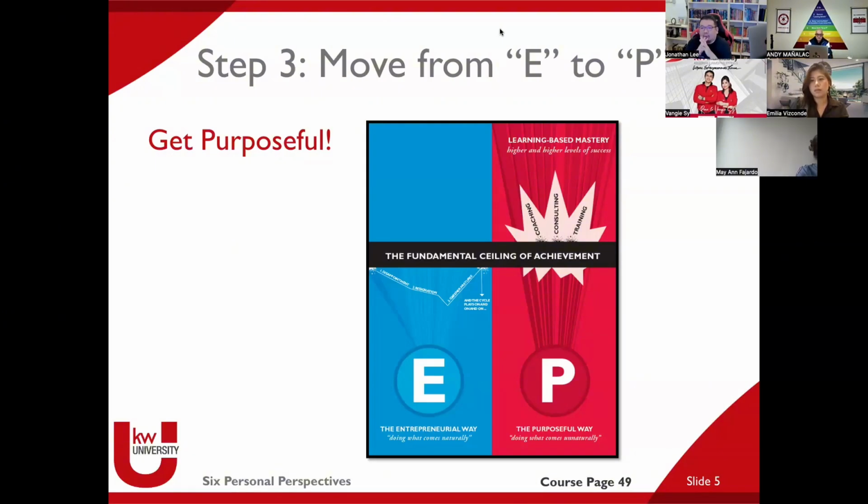Now, why Gary Keller teaches us to move from entrepreneurial to purposeful is because sometimes when we are entrepreneurial, we kind of guess a lot of things. We try to figure out a few things, and we try to test this and test that and see what happens. And it becomes very, very inconsistent. The question is, how can we be consistent?